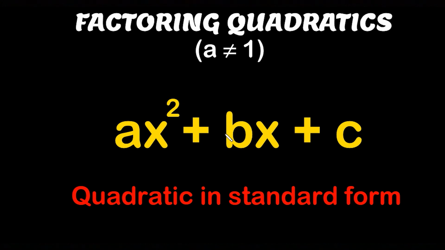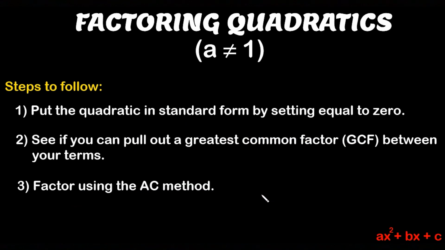Okay. Now, as you're factoring, you're going to want to follow these 3 steps here. And you can see they're on my screen now, and it says steps to follow. Step 1, put the quadratic in standard form by setting equal to 0. So if your quadratic is not set equal to 0, you want to make sure that you go ahead and do that. And by doing that, by default, you're going to be putting it in standard form.